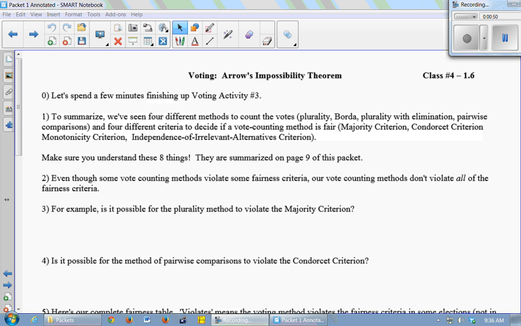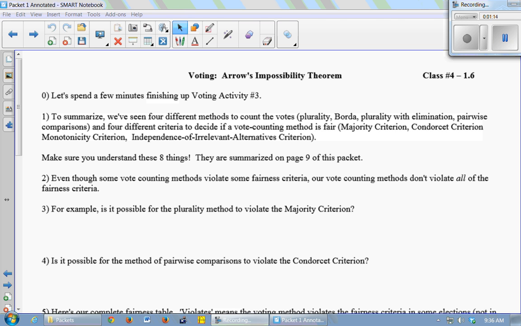And the independence of irrelevant alternatives criterion, or the dropout criterion, that's another revote situation. But this time, the irrelevant alternative is that a non-winner drops out. Okay? If a non-winner drops out, the winner should stay the same. Okay, so make sure you understand those 8 things.